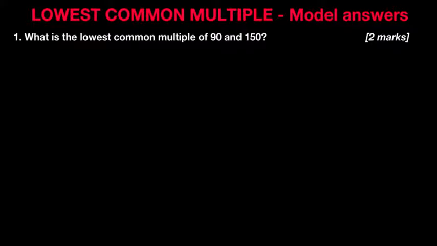Lowest common multiple. Model answers. Let's look at our first question. What is the lowest common multiple of 90 and 150?